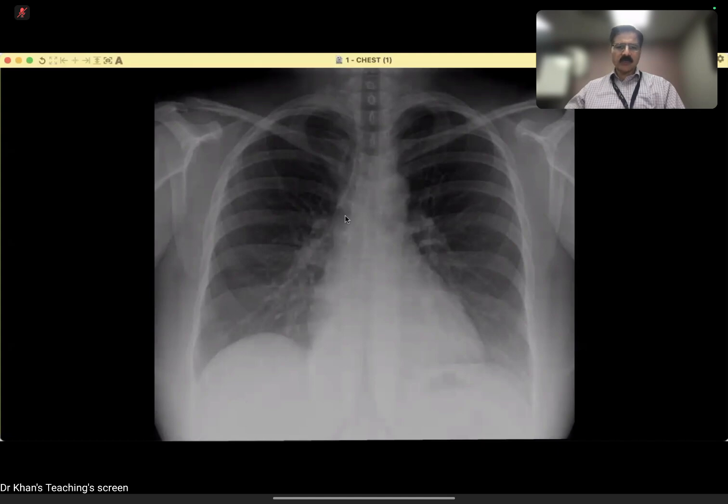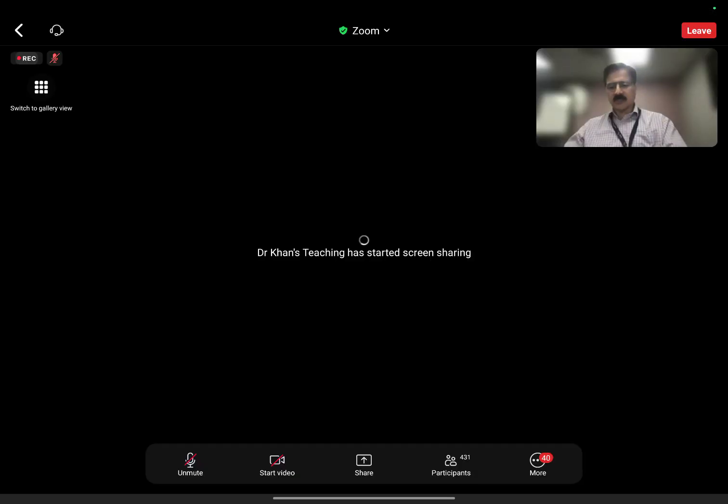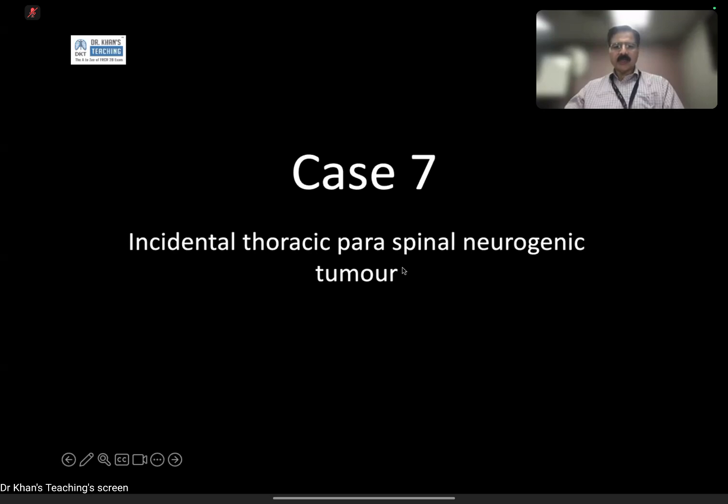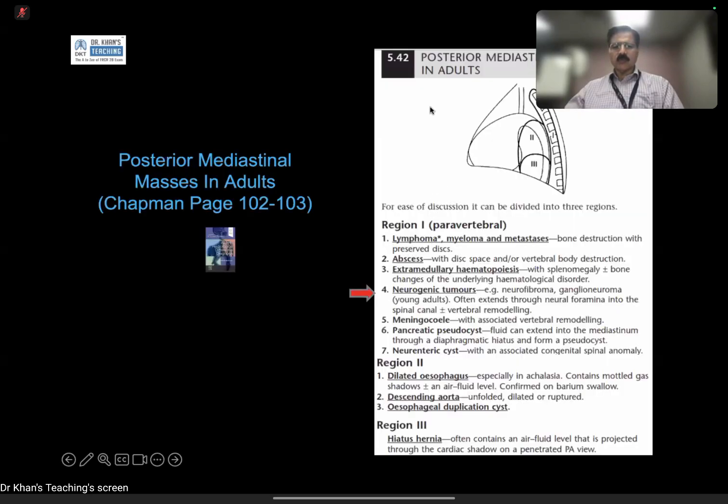And so here, the revision point as far as posterior mediastinal lesions are concerned will be, so this was an incidental thoracic paraspinal neurogenic tumor. And this is the differential diagnosis, which you should remember, 5.42. The posterior mediastinal lesions are divided into region 1, region 2, and 3. And this is region 1. This is a neurogenic tumor, which can be many types. They can extend into the neural foramen. There can be remodeling, etc.